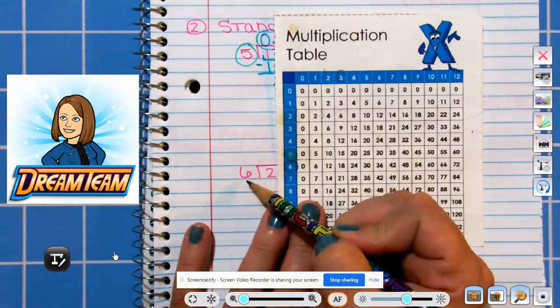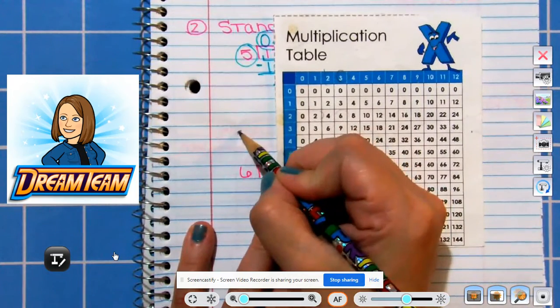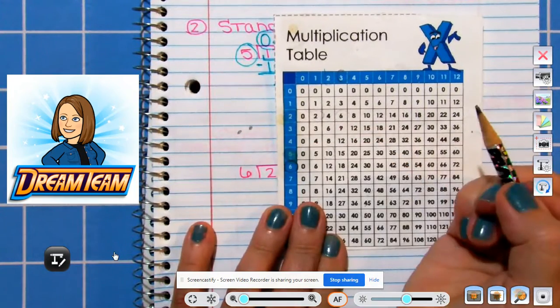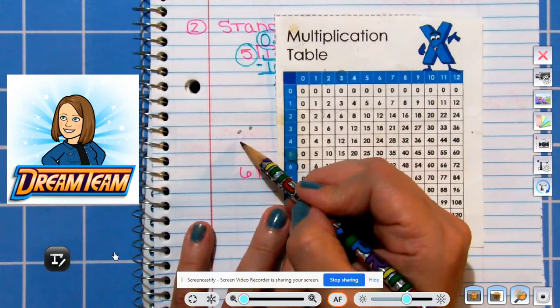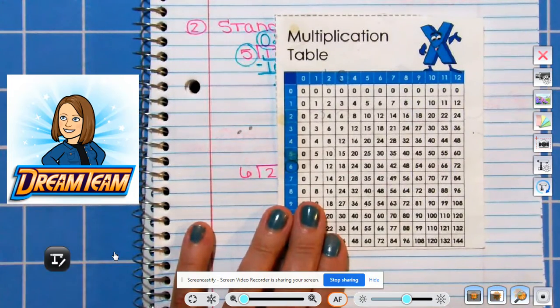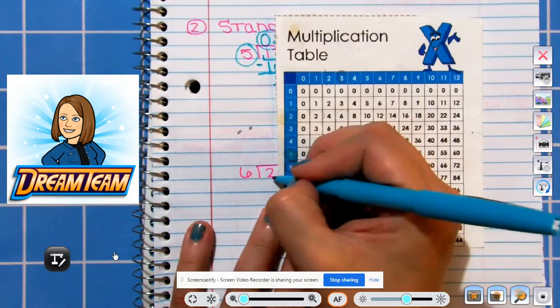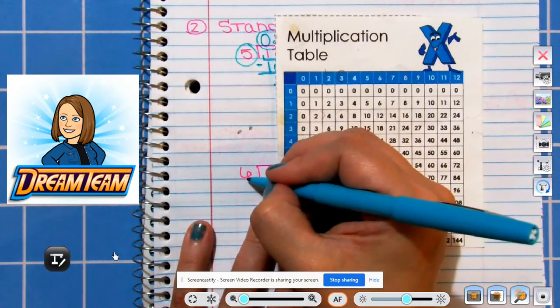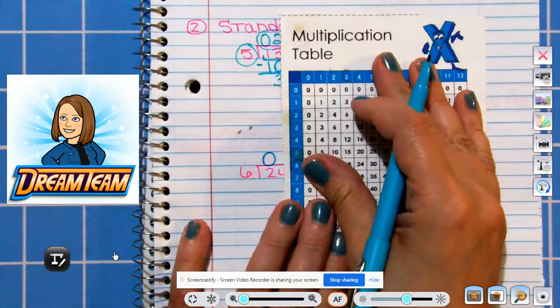And how many groups of 6 can we get out of 2? If we have 2 M&Ms and I ask you to put them into groups of 6, are you going to be able to make any groups? We don't have enough to make not even one group of 6, right? So this number is smaller than the divisor, so you put a 0. Then you grab the second digit.